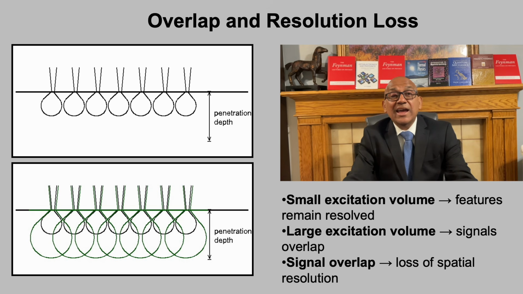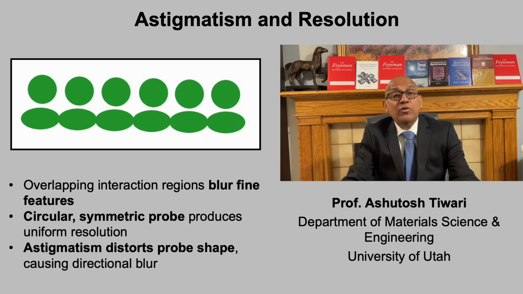If two features lie within the same excitation volume, their signals begin to overlap. Once signals overlap, the microscope can no longer assign them to individual features. Even if the beam itself is finely focused, overlapping signal generation leads to a loss of spatial resolution. This is why improving SEM resolution is not only about beam size, it is fundamentally about controlling where signals are generated.